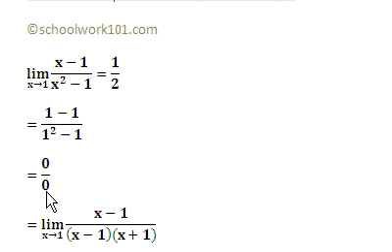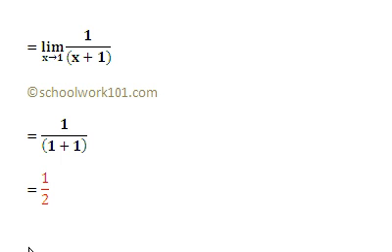So this is an indication that we need to do something with this to try to avoid this 0 over 0. And so what I do is I factor the bottom, and x squared minus 1 factors nicely into x minus 1 times x plus 1. Now what we can do is we can cancel. We have an x minus 1 in the numerator and an x minus 1 in the denominator, so we can actually cancel those out. And so now we're left with 1 over x plus 1.